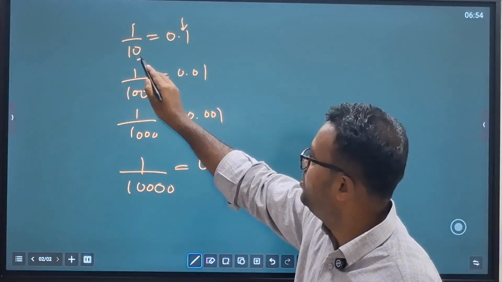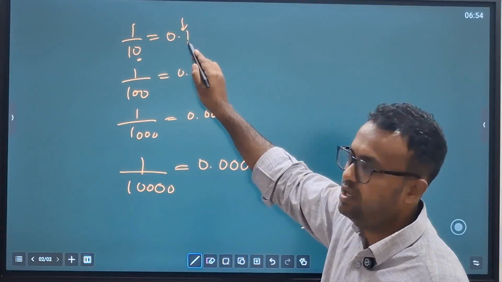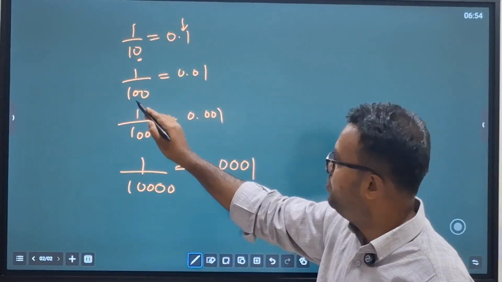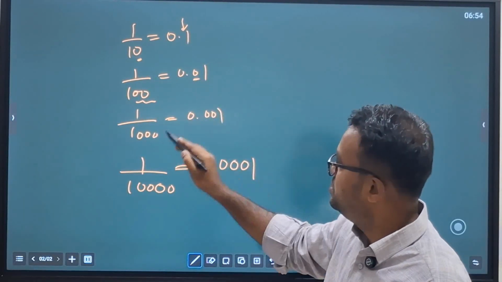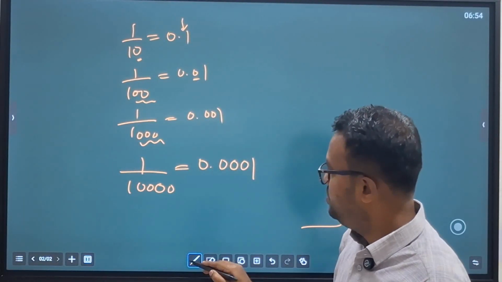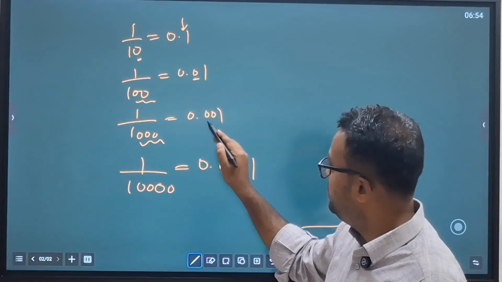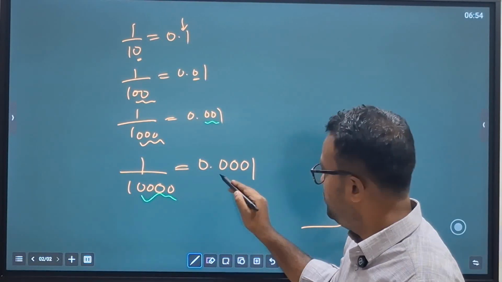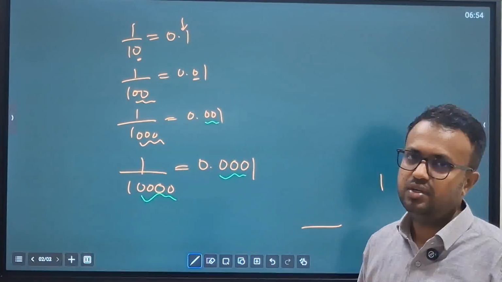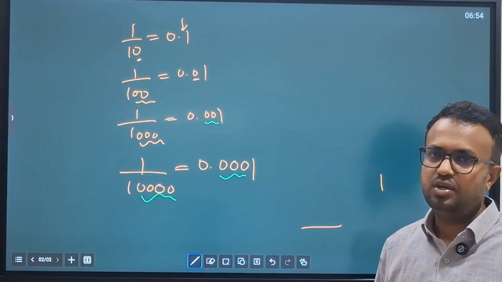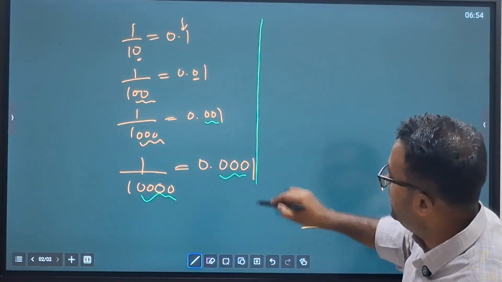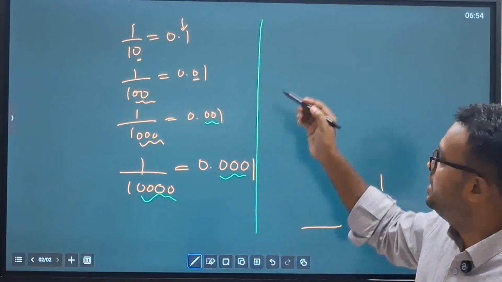Suppose if you have 1 zero, you will not have any zeros here. If you have 2 zeros, you will have 1 zero. If you have 3 zeros, you will have 2 zeros. If you have 4 zeros, you will have 3 zeros here. Otherwise, I can tell it in another form.